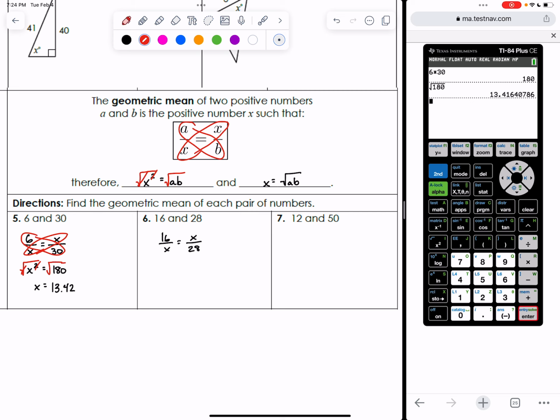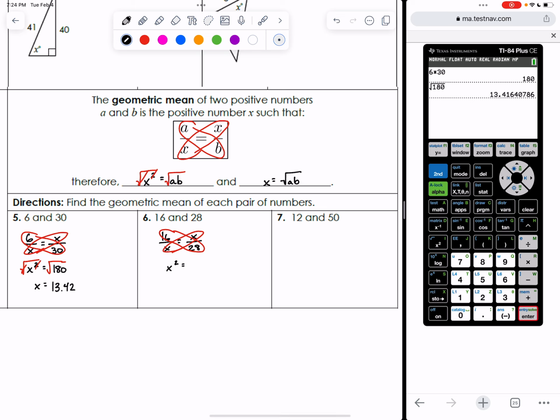Now, Jimmy, what did you do after we set this up? Perfect. Cross multiplied, right? And so we got x squared is equal to what? 448? Okay. Perfect. Yep. And then we're going to, exactly, square root on both sides, right? Cancel, cancel. All that you're left with is x is equal to the square root of 448, which is going to be 21.17, rounded to the nearest hundredth.